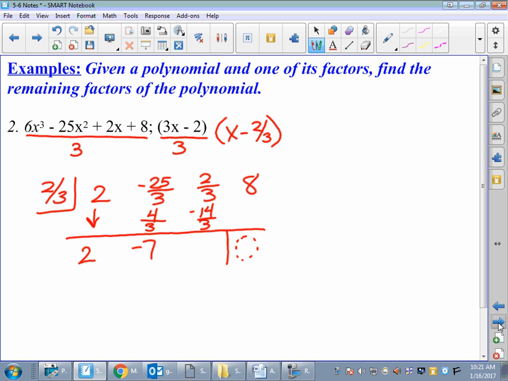-14/3 plus 2 is -12/3, which is -4. And a -4 times 2/3 is -8/3. And I think I made a mistake here. That should have been an 8/3 when I divided by 3. I forgot to divide that last one by 3. So it does in fact work. So I got 0 for my remainder.